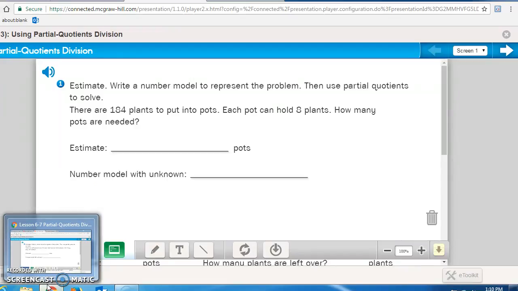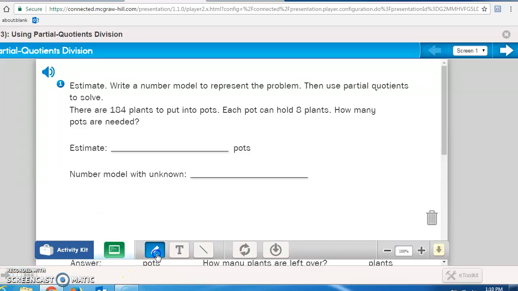So as you're turning to Math Journal page 206 right now, I want you to realize that this is going to be an assessment check along with page 207. So I'm going to walk you through the first one, and if you need extra practice, go back and redo the problem I just did and the one I'm going to do for you right now. So it states, estimate. Write a number model to represent the problem. Estimate means I'm rounding. Then use partial quotients to solve.